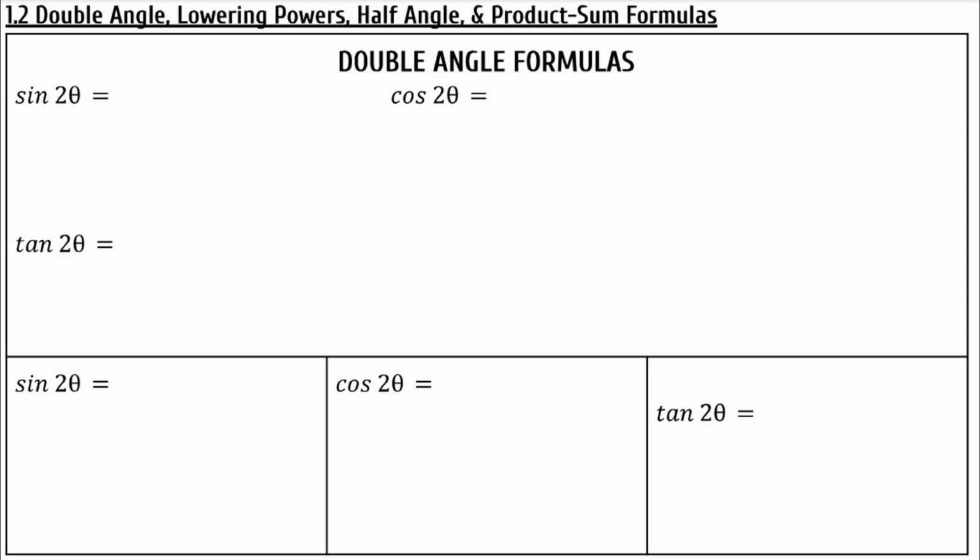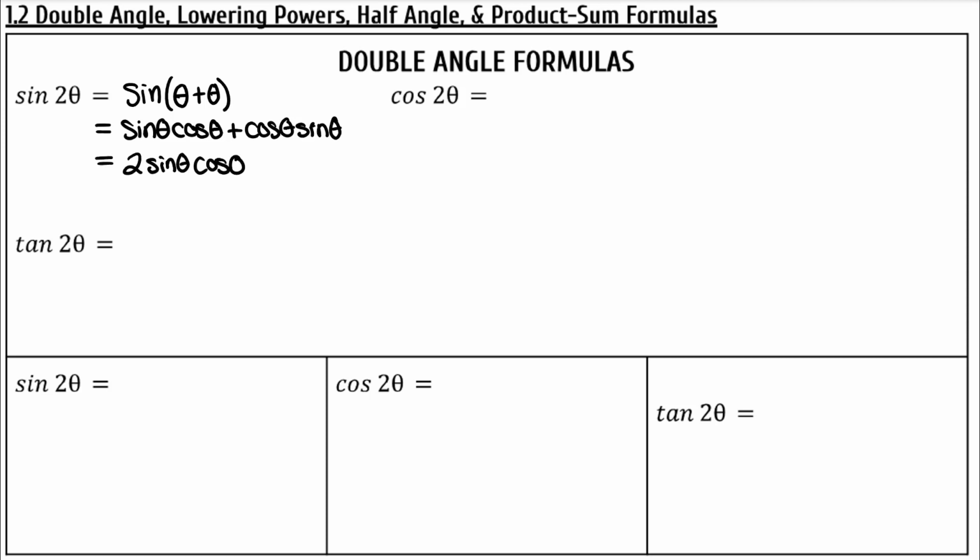Today we're going to learn about double angle, lowering powers, half angle, and product sum formulas for trigonometry. Sine of 2 theta is really just sine of theta plus theta, and I have an identity for sine of a sum: sine of the first angle times cosine of the second plus cosine of the first times sine of the second. And look, these are like terms. So sine of 2 theta is the same as 2 sine theta cosine theta.